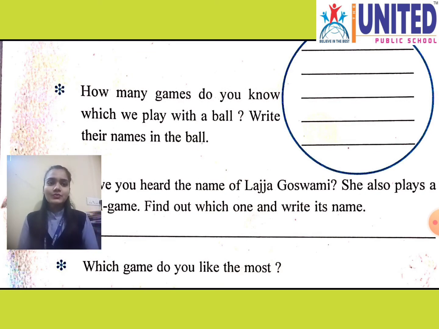How many games do you know which we play with a ball? Write their names in the ball. Now beta, in this question it is asking us how many games do you know that we play with a ball. We know very well there are so many games that we play with the help of a ball. And write their names in the ball. Here on the right side you can see one ball is given. So here we have to write down the names of those games that we play with the help of a ball.